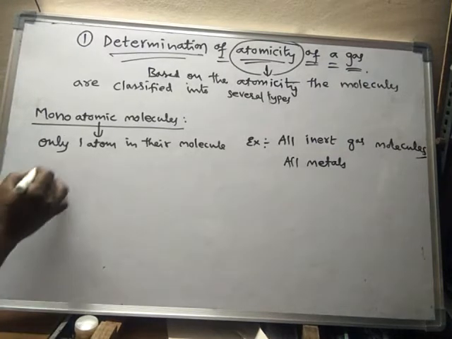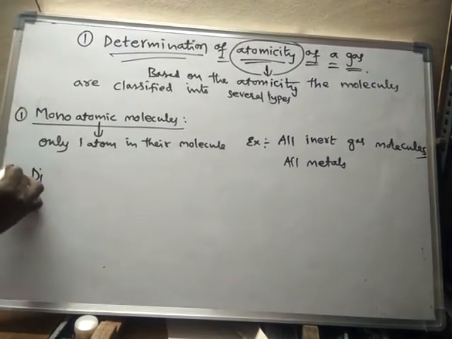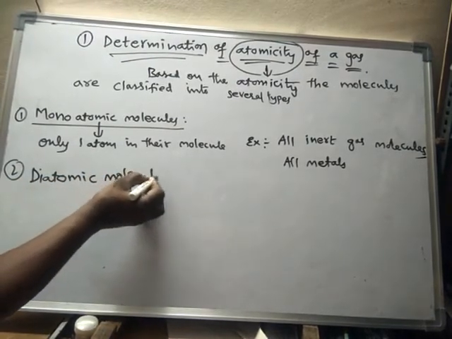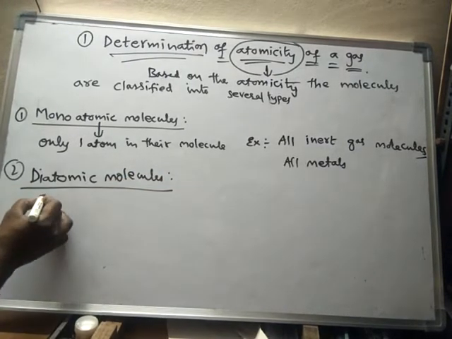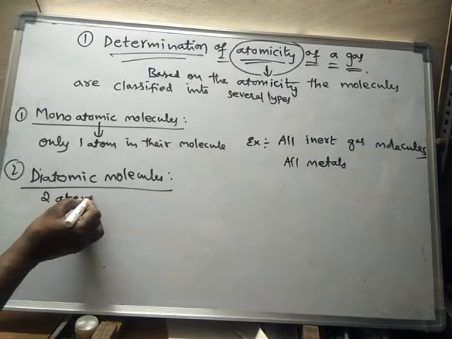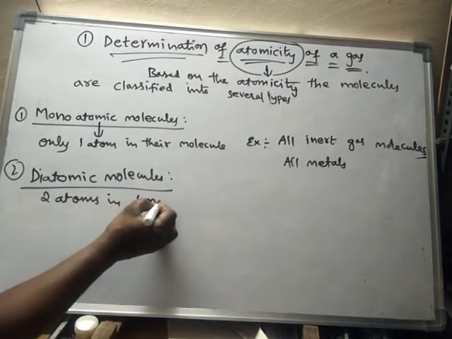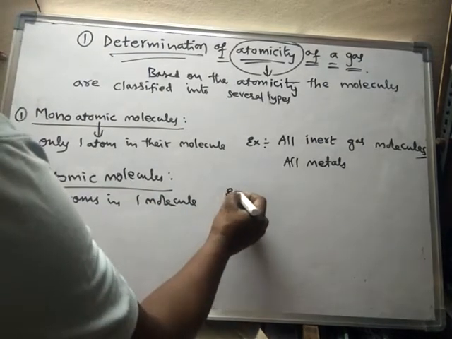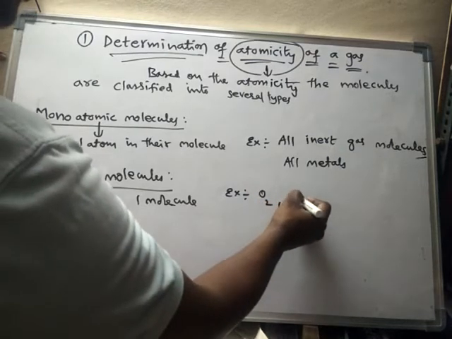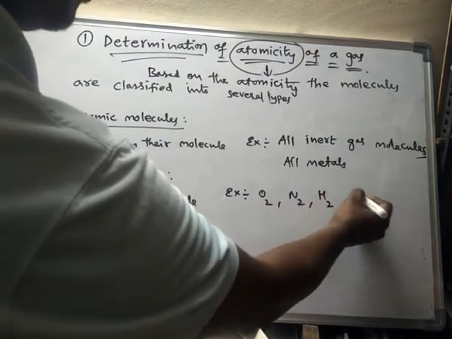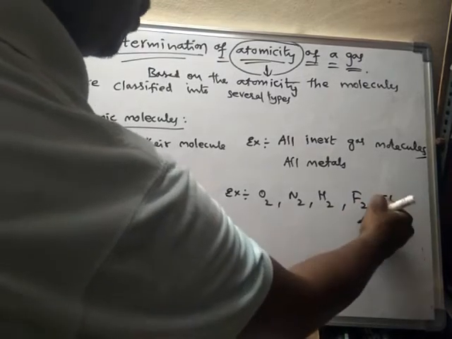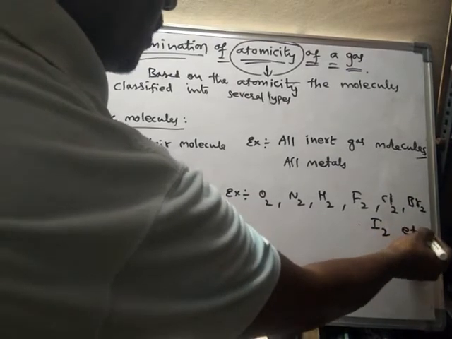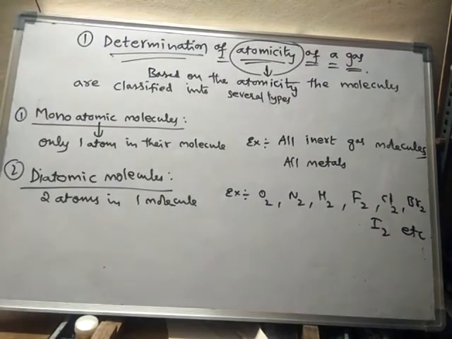What are diatomic molecules? Molecules which contain 2 atoms in one molecule of the substance. Examples: O2, N2, H2, F2, Cl2, bromine, iodine, etc. They are said to be diatomic molecules.